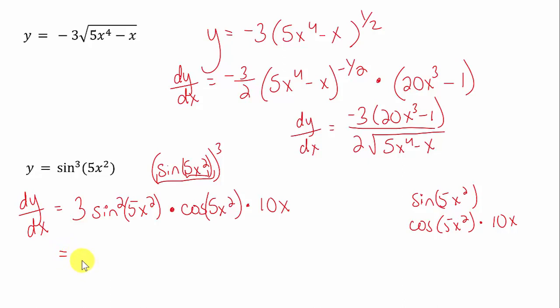Again, I can simplify this a little bit. I might do 10x times 3 to give me 30x, and then I would have sine squared 5x squared times cosine of 5x squared. I could write this in a different order. So just, you know, this is fine to leave it. Sometimes it's nice to write the 10x times 3 in the front, make that 30x, clean it up a little bit, but that's up to you.